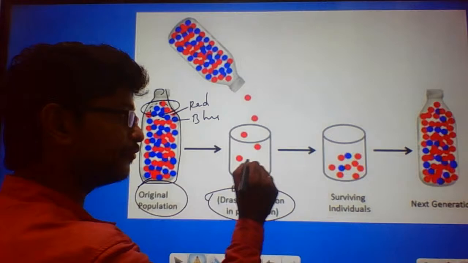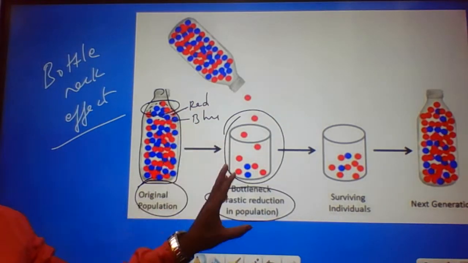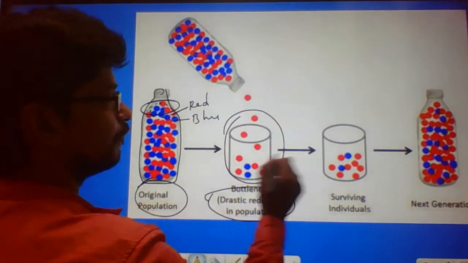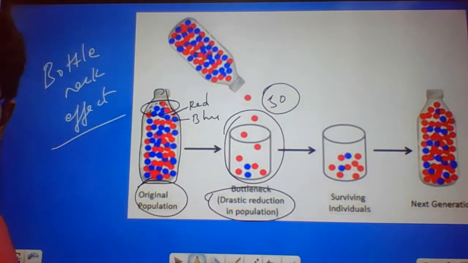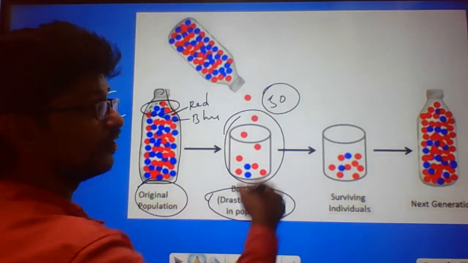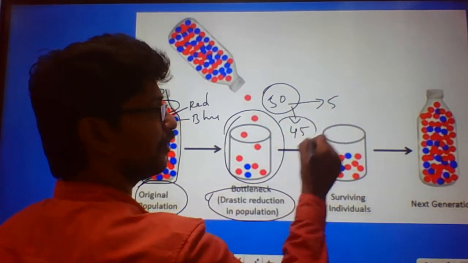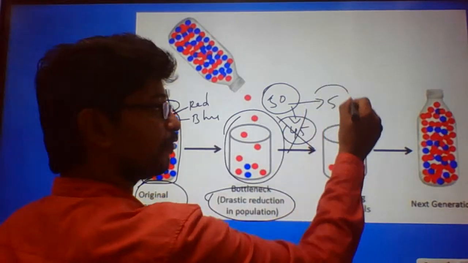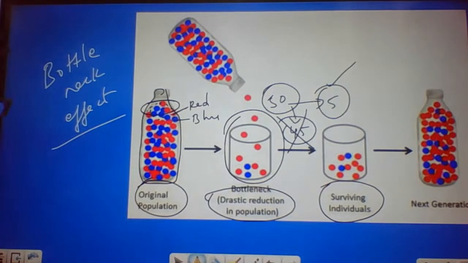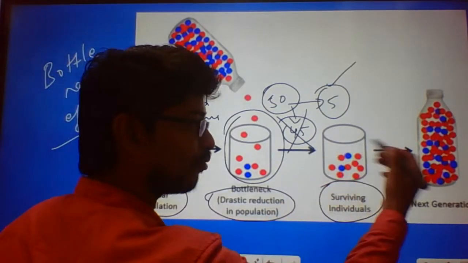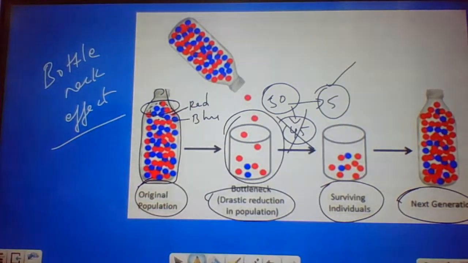Then, if the organisms that came out of the original population are well adapted, it's well and good. For example, I'm just giving an example from the bottleneck. Say 50 organisms came out of it. Out of these 50 organisms, I'm not sure all 50 can survive. Only 5 can survive. The remaining 45 may not survive. They may die. So the remaining 5 alone can survive. These are the surviving individuals. These surviving individuals can again proliferate, mate again, and go for the next generation. So this is called the bottleneck effect.